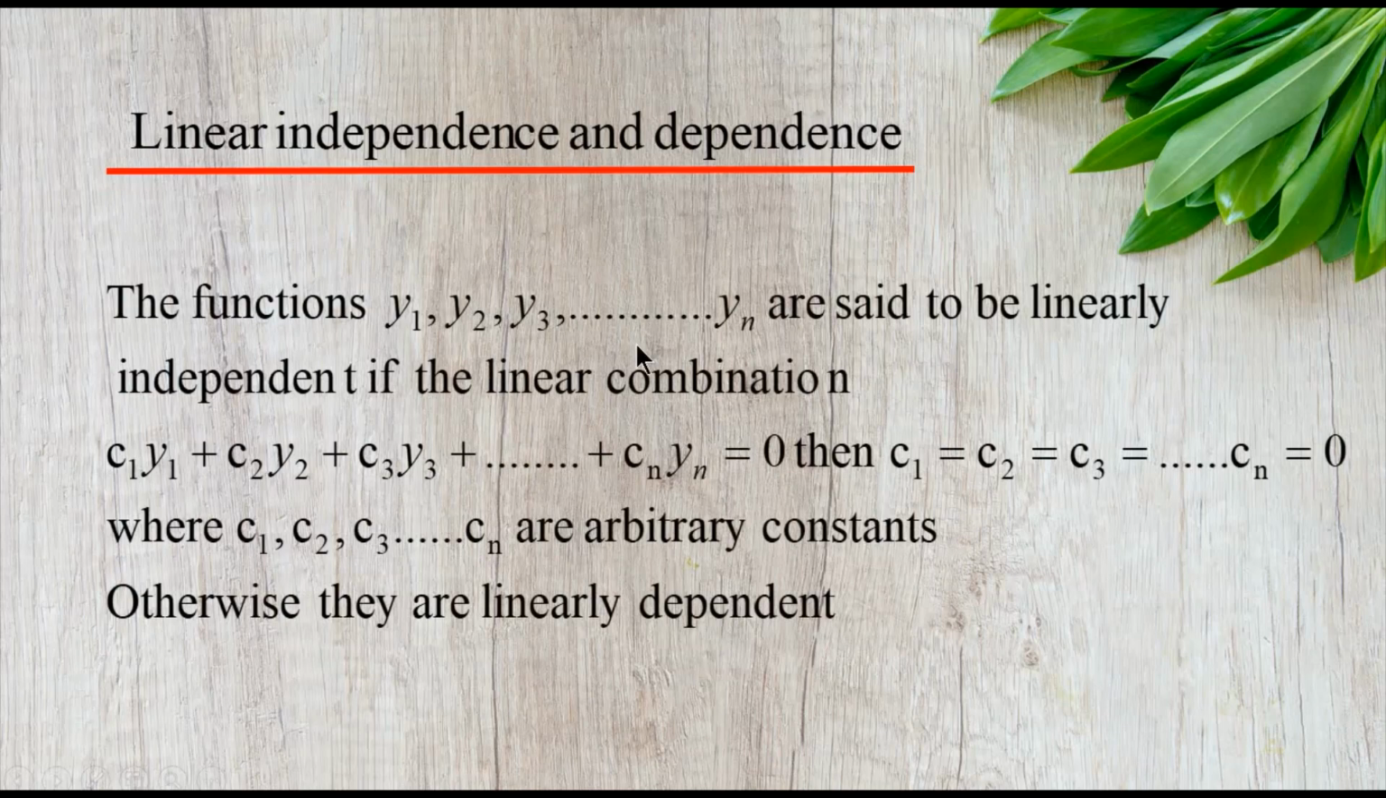The functions y1, y2, y3, etc., yn are said to be linearly independent if the linear combination being 0 implies that this happens only when all the constants c1, c2, c3, etc., cn are 0. Only then we can say these functions are linearly independent. Otherwise, they are said to be linearly dependent.